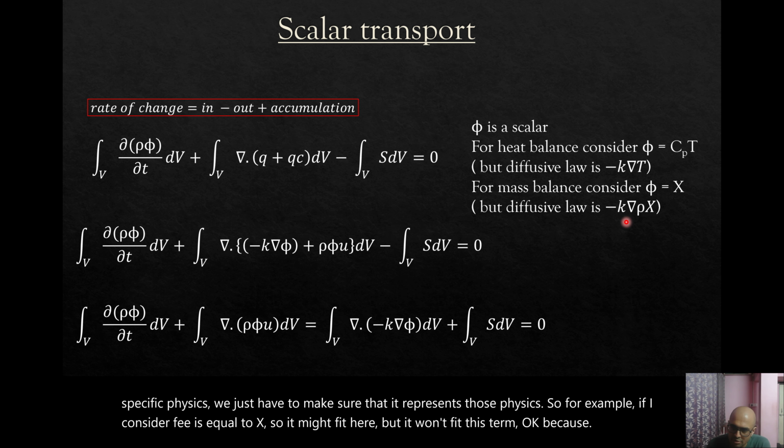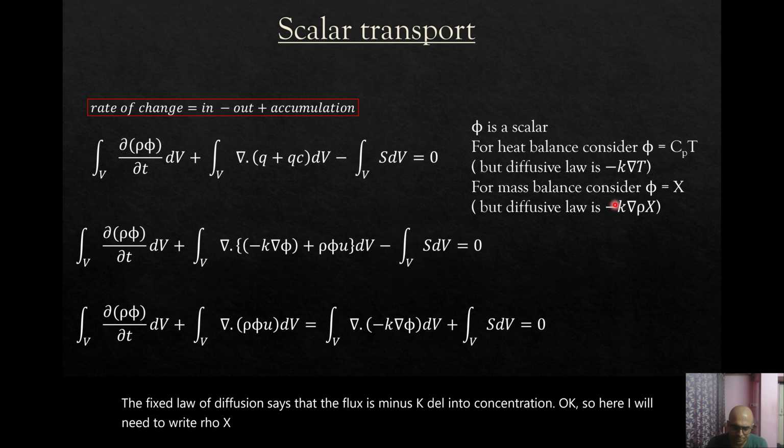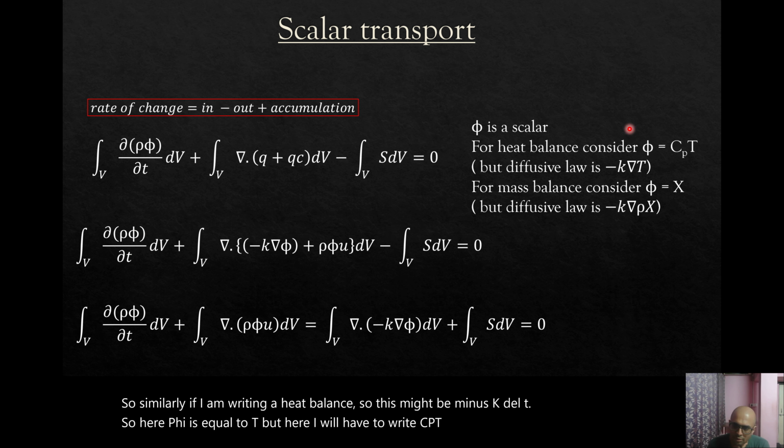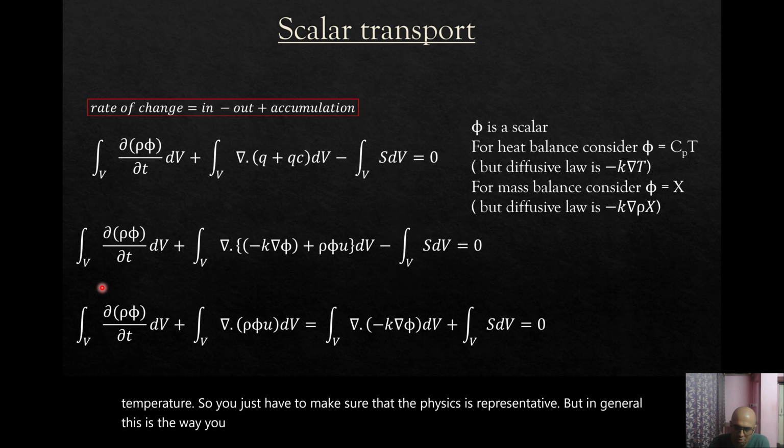the Fick's law of diffusion says the flux is minus k del into concentration. Okay, so here I will need to write rho x, right? Similarly, if I am writing a heat balance, this might be minus k del T. So here phi is equal to T, but here I will have to write CPT, right? The specific heat into temperature. So you just have to make sure that the physics is representative.